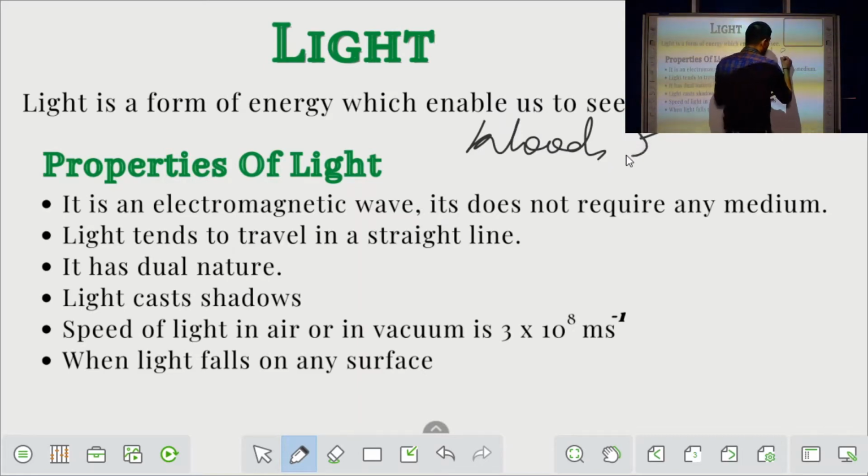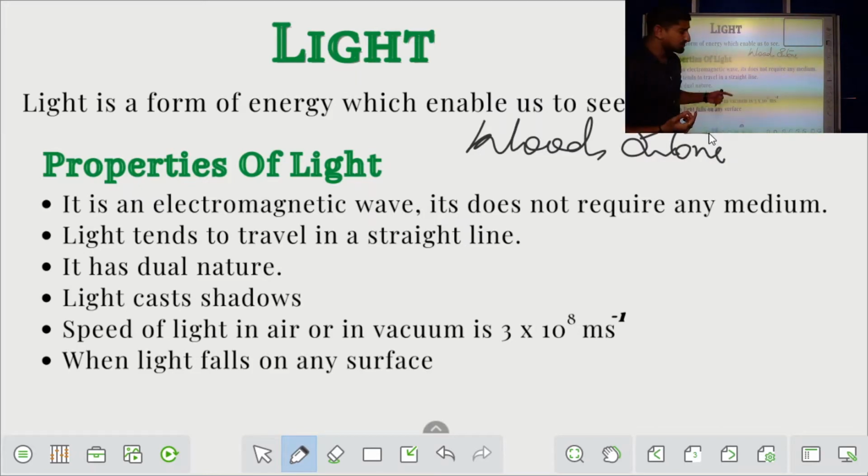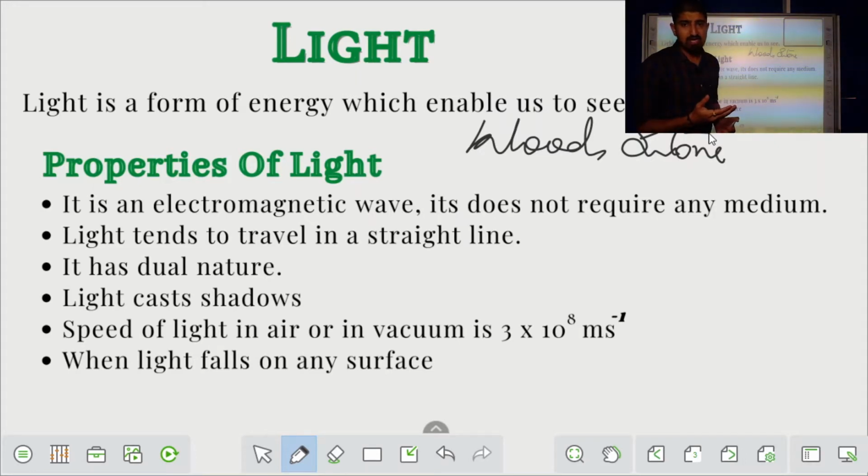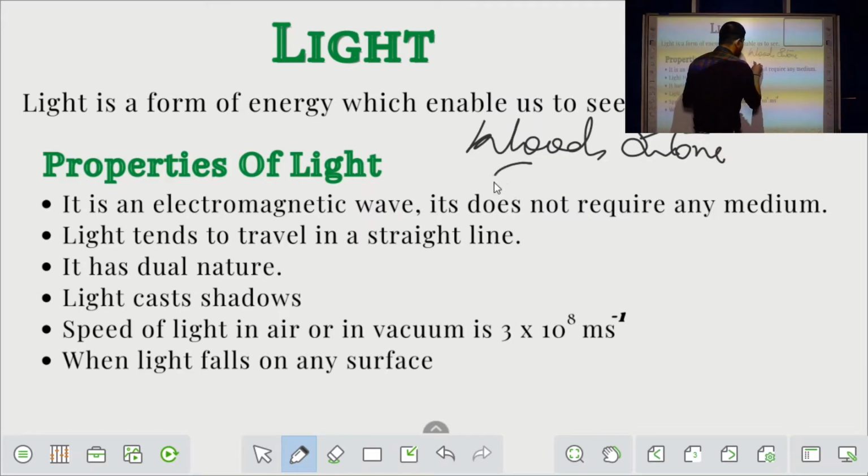A few examples: stone, right? So these are the things which are called opaque. What is transparent? Transparent means that light enters into it. When light enters into a glass, and I'm able to see what is happening on the other side, then I call it what? Transparent. The best example is glass, and also water.